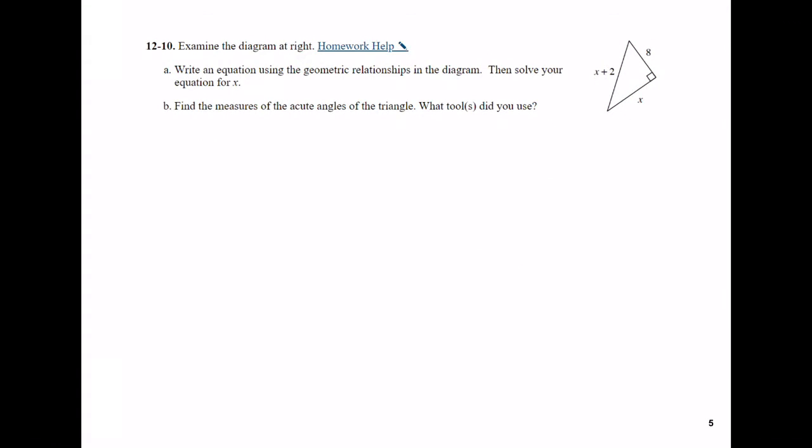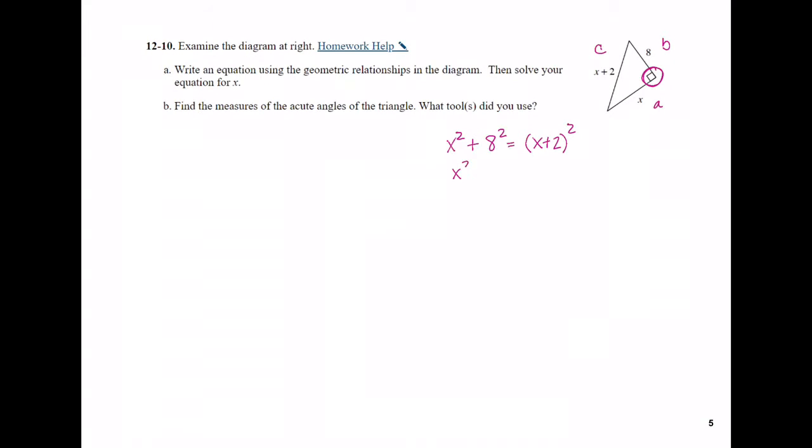12-10. Examine the diagram at the right. A. Write an equation using the geometric relationship in the diagram, then solve your equation for x. So looking at this diagram, I know I'm working with a right triangle. So I know that a squared plus b squared equals my hypotenuse squared. So x squared plus 8 squared should equal x plus 2 squared.